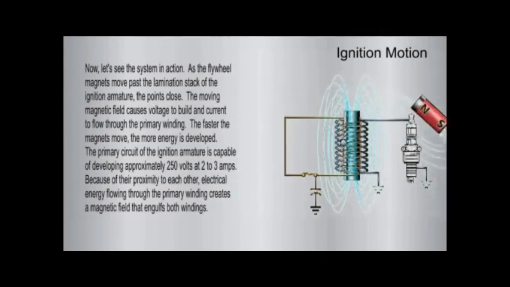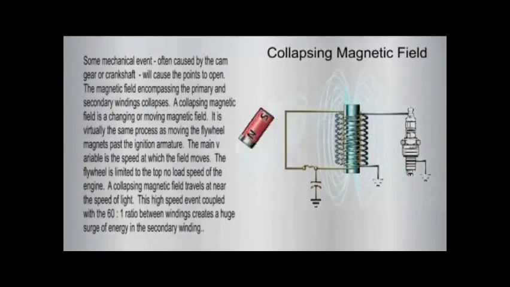Because of their proximity to each other, electrical energy flowing through the primary winding creates a magnetic field that engulfs both windings. Some mechanical event, often caused by the cam gear or crankshaft, will cause the points to open. The magnetic field encompassing the primary and secondary windings collapses. A collapsing magnetic field is a changing or moving magnetic field. It is virtually the same process as moving the flywheel magnets past the ignition armature. The main variable is the speed at which the field moves.